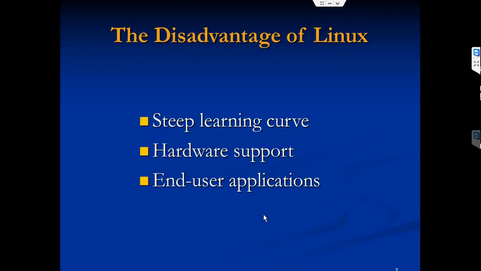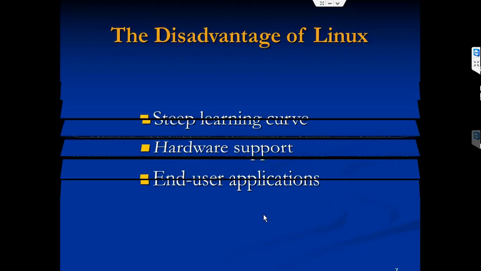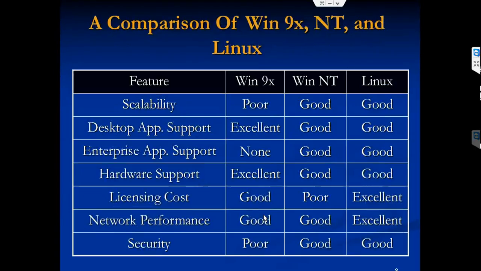And another one is end user applications. Application support is very low, same as hardware. Okay, these are the things we have covered. These are the comparisons between NT and Linux. So scalability and everything is there. Only the licensing cost is less, and the network performance is very low.